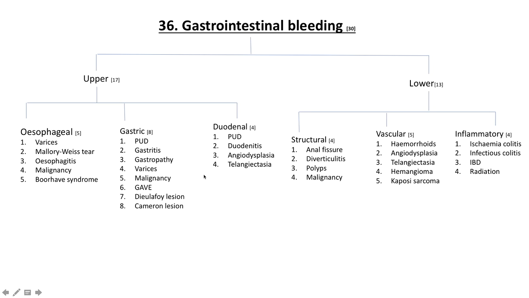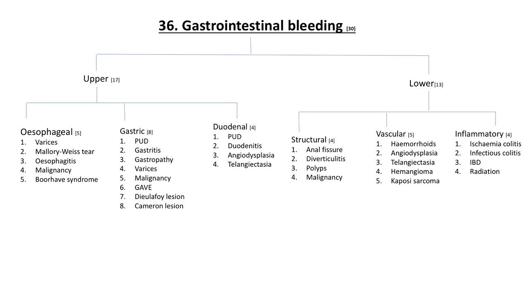Okay, then we have duodenal causes, and then we have peptic ulcer disease causing a duodenal ulcer. All right, duodenitis, angiodysplasia, and telangiectasia, which are vascular lesions. Right, so 17 causes of GI bleeding coming from the upper tract, which is above the ligament of Treitz.